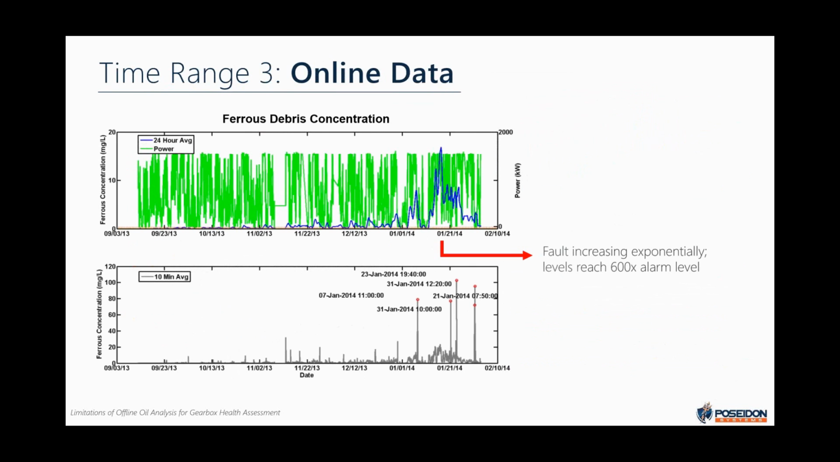So at this point in the online data, we see spikes that are dwarfing the warning and alarm limits. The largest spike in concentration here around the beginning of 2014 is about 600 times the alarm level. So at this point, the turbine was derated for inspection and repair.